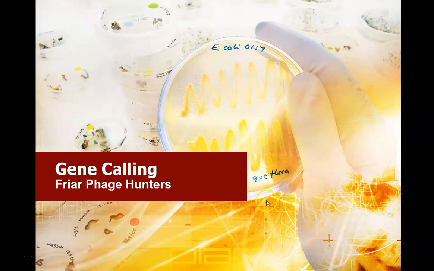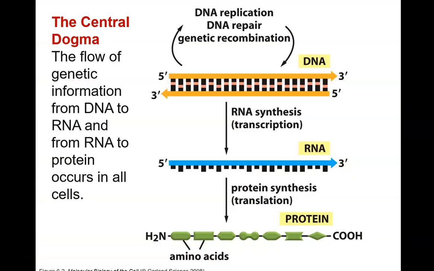Hello everyone. I made this PowerPoint video to describe how we do gene calling, which means we're going to assign the appropriate start sites for each of the genes in our chosen genome. So first, let's start with the central dogma of molecular biology, which says that the flow of genetic information is from DNA to RNA and then RNA to protein, and that occurs in all cells.